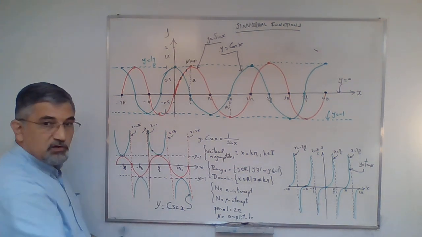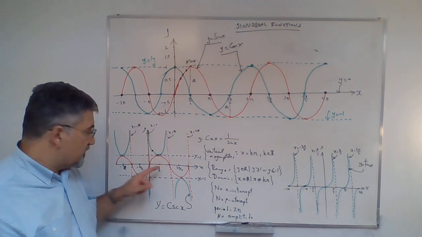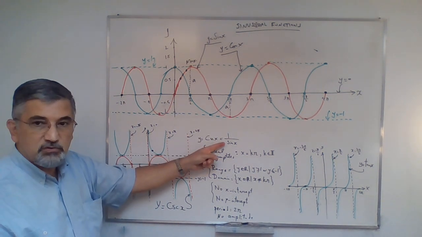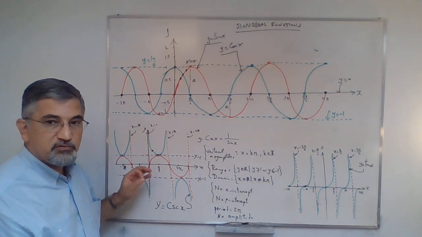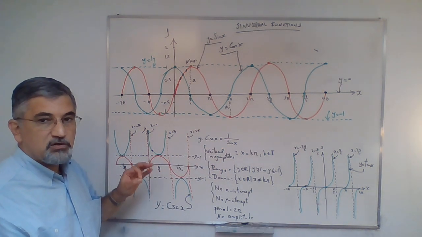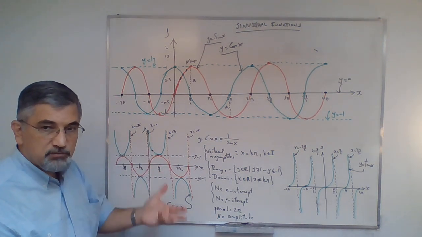But what about these vertical lines? Well, these are the points where sine x was 0, and 1 divided by 0 is undefined clearly. Therefore, wherever we have an x-intercept for the sine function, that is where we are going to have a vertical asymptote for the cosecant function, which is the reciprocal function.